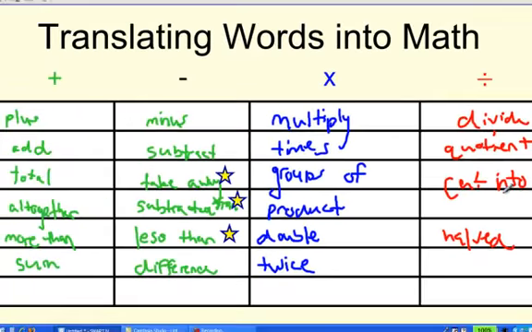So these are just some. They might not be all of them, but you'll see these a lot with word problems. So that's going to help you when you're doing word problems.